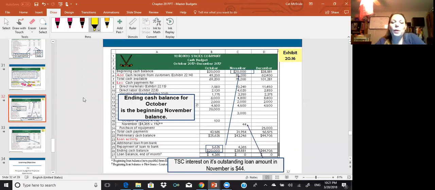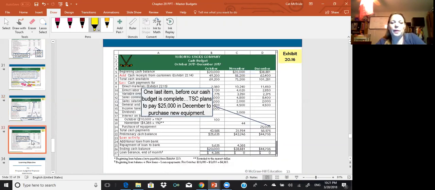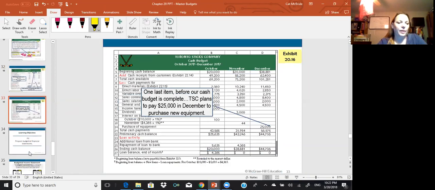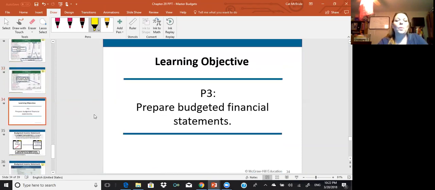Okay, we already looked at the loan interest, and we already looked at the equipment purchase. So basically, that's it. We've put down all of our expenses. The cash budget is detailed, but it's just a matter of pulling all the pieces together. When we're all done, we can put together the financial statements.